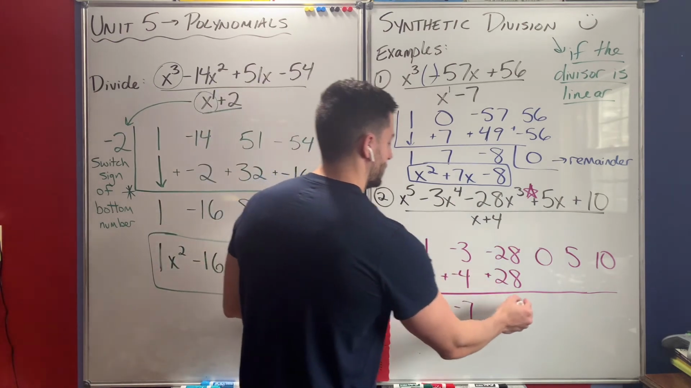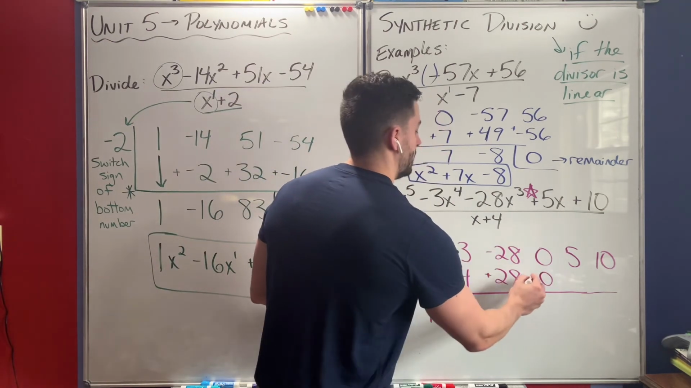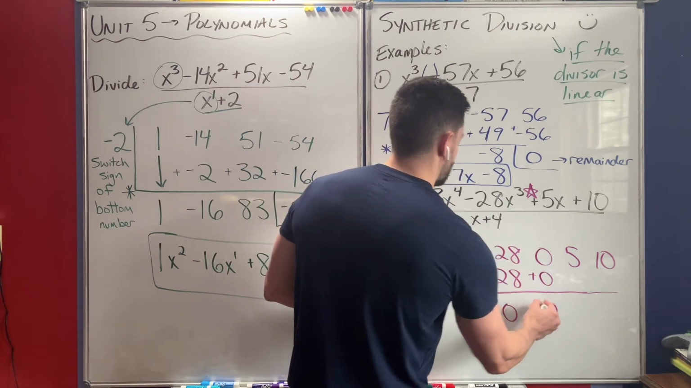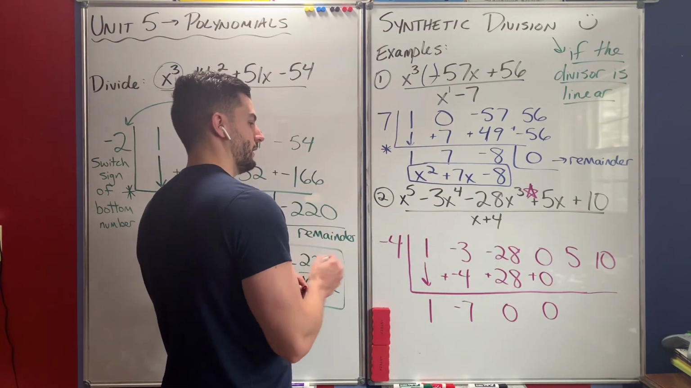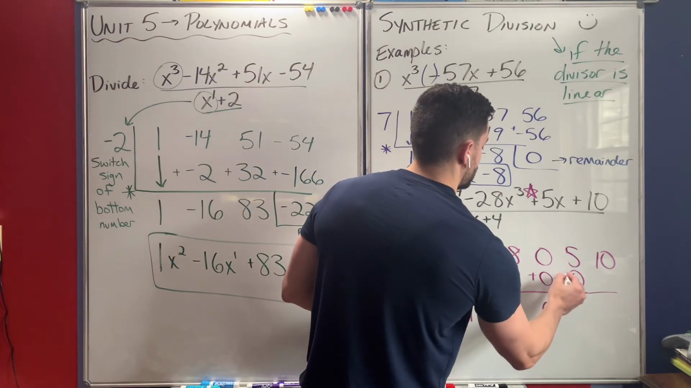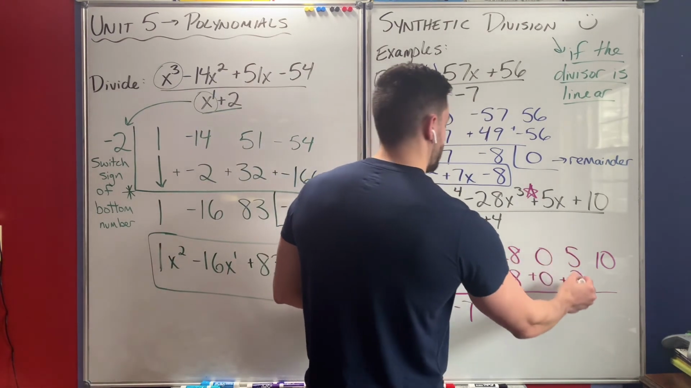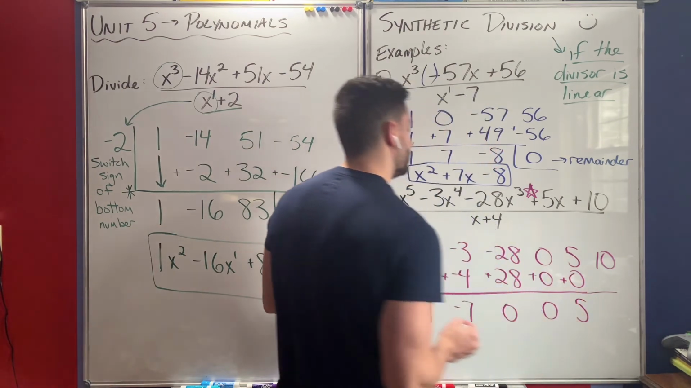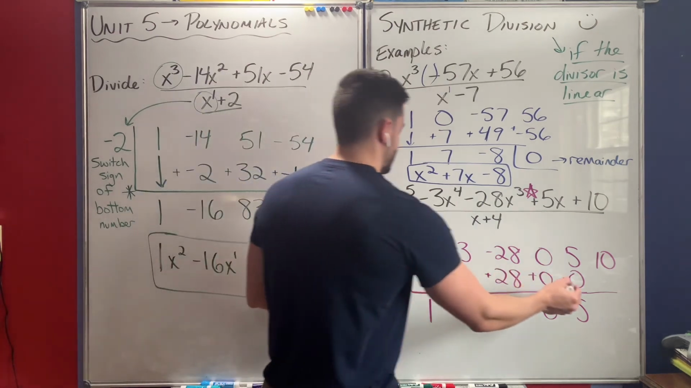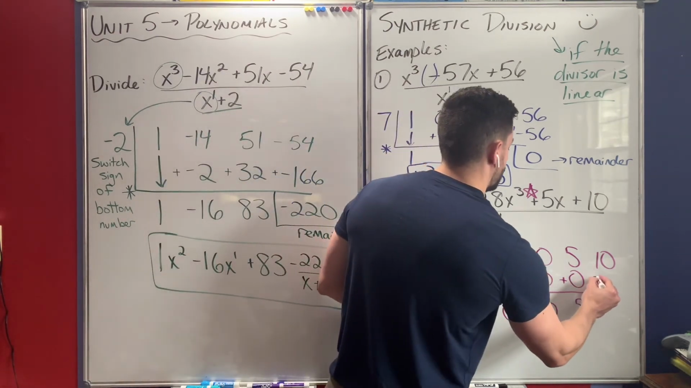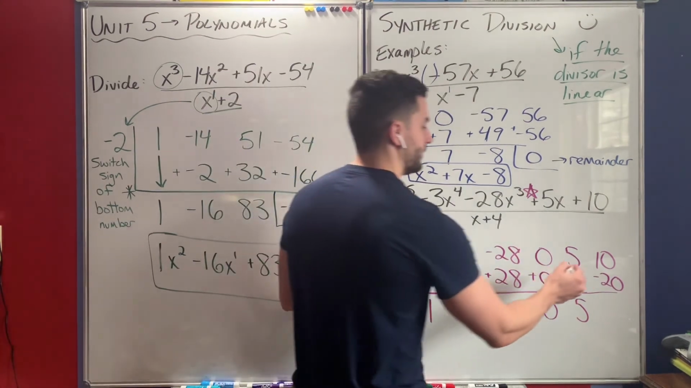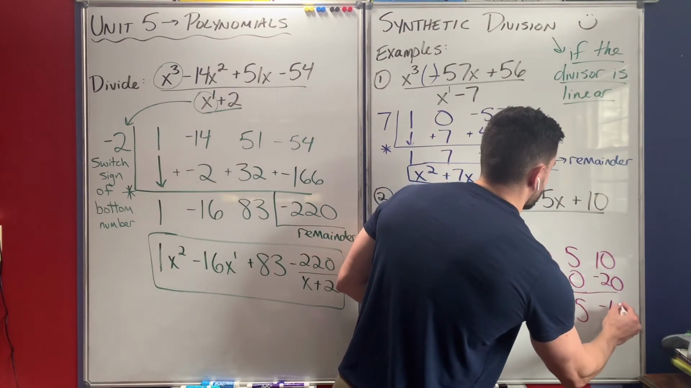-4 times 0 would be 0. And then I would add, 0 plus 0 is 0. And then I would multiply again, -4 times 0 is 0 again. But then I would do 5 plus 0 is 5. And then my last step, -4 times 5 is -20. And then I would add 10 plus -20 is -10.